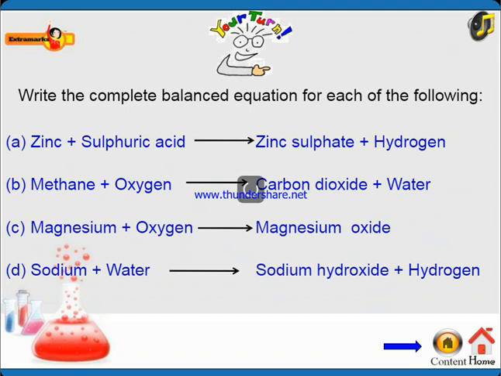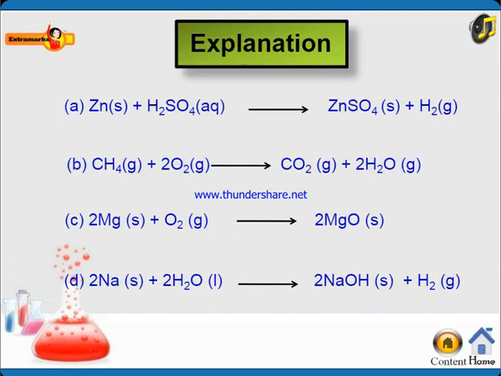Now, let us try to balance the given reactions. Zinc plus sulfuric acid forms zinc sulfate plus hydrogen. Methane plus oxygen forms carbon dioxide plus water. Magnesium plus oxygen forms magnesium oxide. Sodium plus water forms sodium hydroxide plus hydrogen. The balanced chemical equations are written as follows.